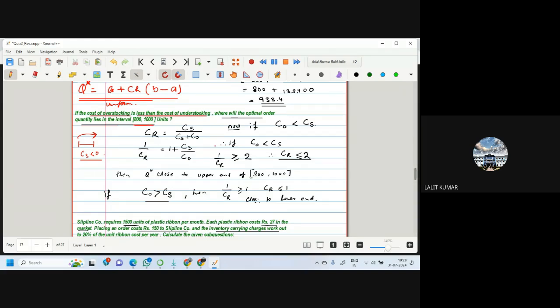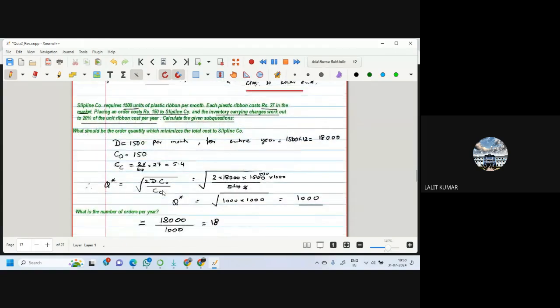Here I have applied basic mathematics: CR is equal to CS over CS plus CO. Therefore, if we take the reciprocal, 1 by CR is equal to 1 plus CS by CO. Now, if CR is greater than or equal to 2, then it will be more than the cost. So CR will become less than or equal to this, and it will be close to the lower end. You can go through these notes.